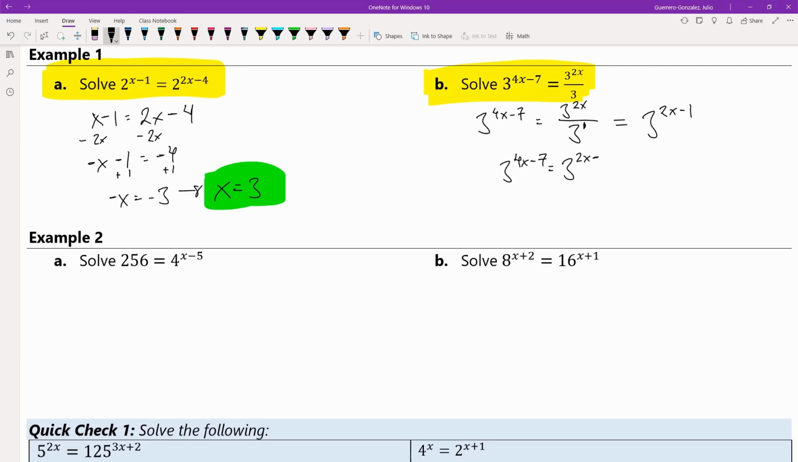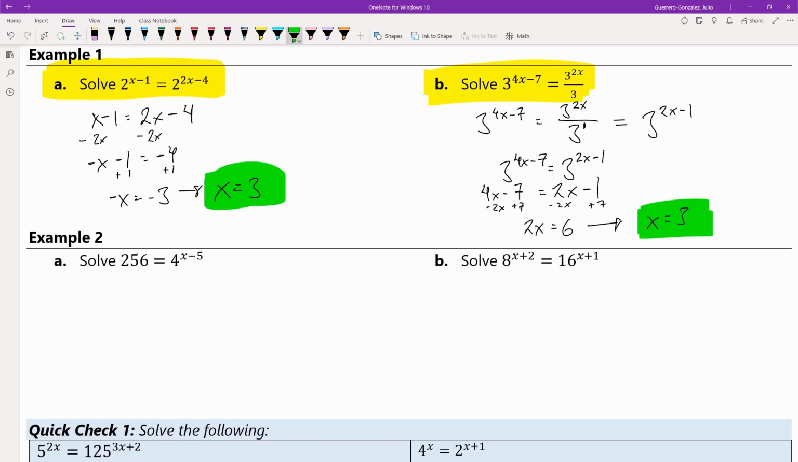Now we can use the thing that we used for A. So 4x minus 7 has to equal 2x minus 1. Then minus 2x, plus 7 on both sides. So this is going to be 2x is equal to 6. x is equal to 3 again. Bam, we are done.